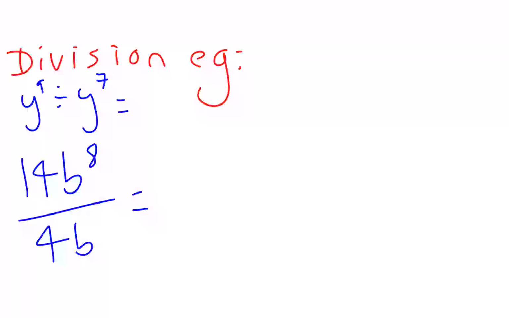Let's do a couple of examples. Y to the power of 9 divided by y to the power of 7. Now you can rewrite it as a fraction. It's good practice always to do so. Y to the power of 9 divided by y to the power of 7. But really here we can see that we just subtract the indices. 9 minus 7 gives me y squared. When we get to harder questions, it's a good idea to make sure it's in a fraction.